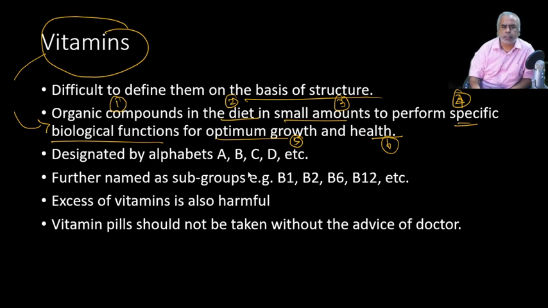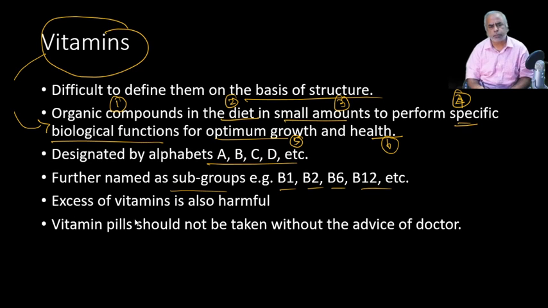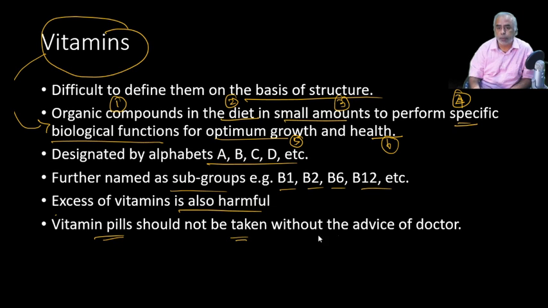Then they are designated generally by alphabets like A, B, C, D, but further named as subgroups like B1, B2, B6, B12. So excess vitamins are also harmful. We cannot take excess of vitamins. Vitamin pills should not be taken without the advice of the doctor. Since vitamin is required, we cannot take any other food. So it should be taken in very small quantity as per the advice of the doctor.